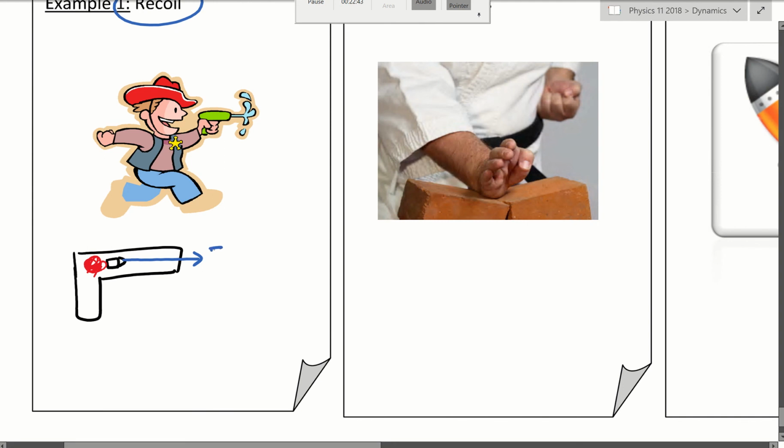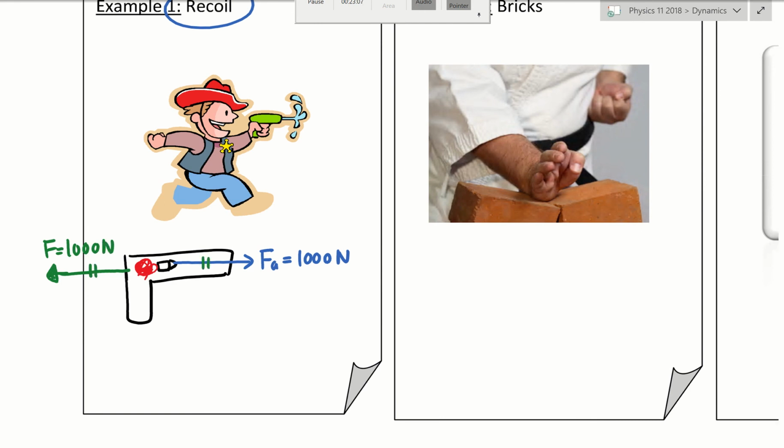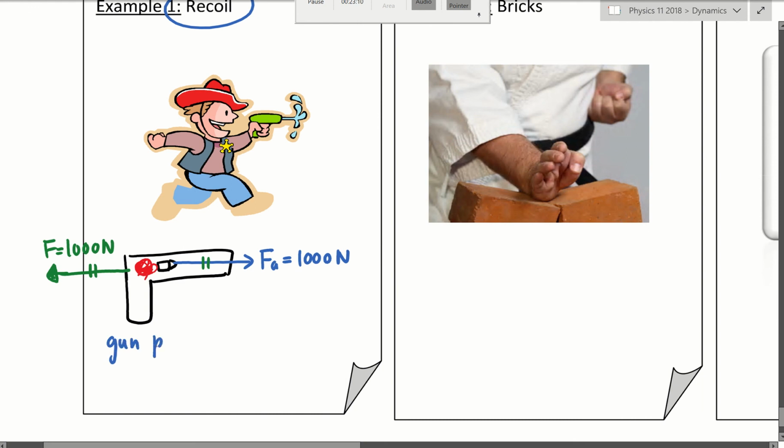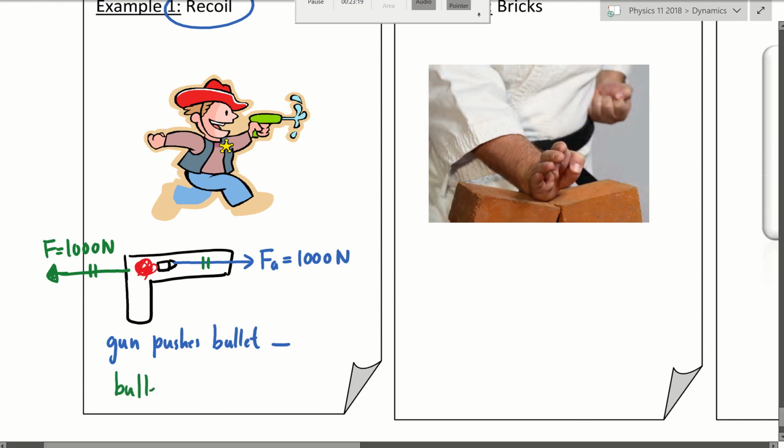Let's say there is a force on the bullet going forward from the gun, like 1,000 Newton. Then there will be an equal but opposite force on the gun moving backward, 1,000 Newton, for example. So the gun pushes the bullet, and then the bullet in turn pushes the gun. That's why the gun will actually recoil and travel backward.